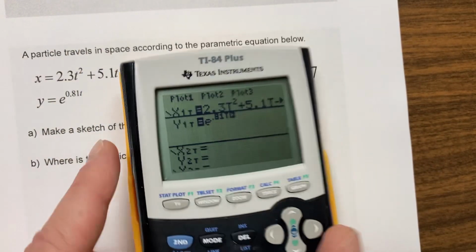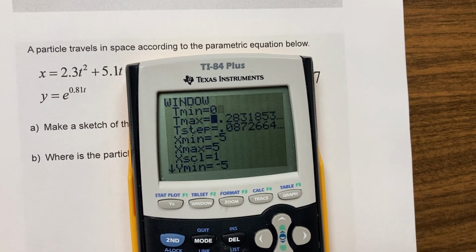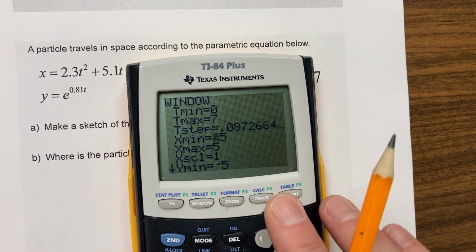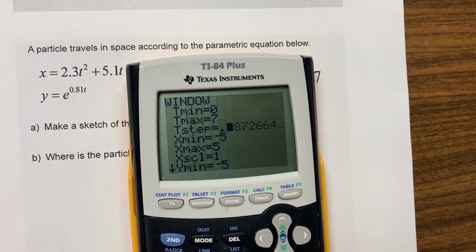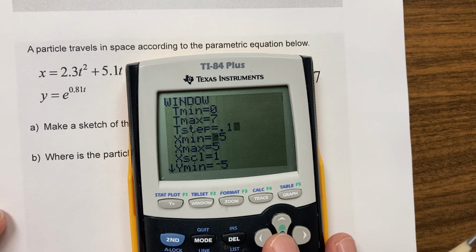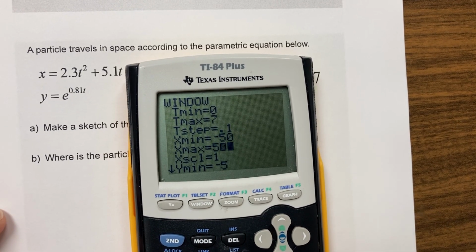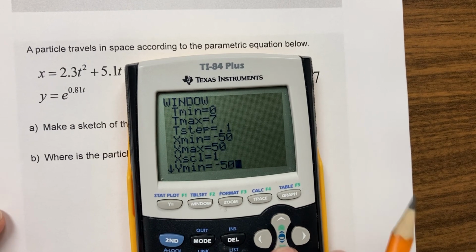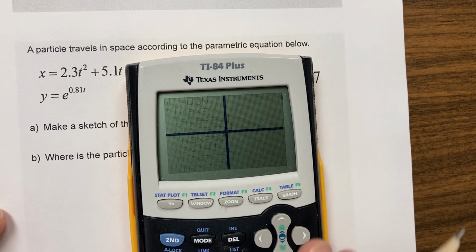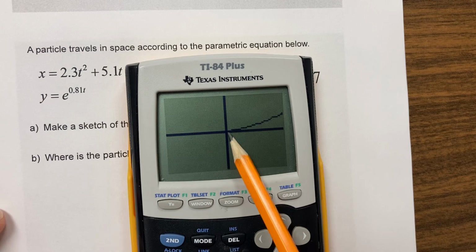And we're doing this from 0 to 7, so I'll go to window and make that from 0 to 7. And we may have to adjust our x and our y in a little bit. For now, I'm gonna make them go negative 50 to 50. I have no idea if that's gonna be good enough. In fact, let's just take a quick little graph. Okay, so it starts here and goes that way.